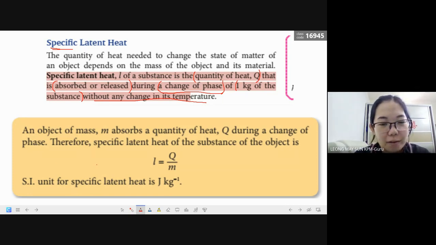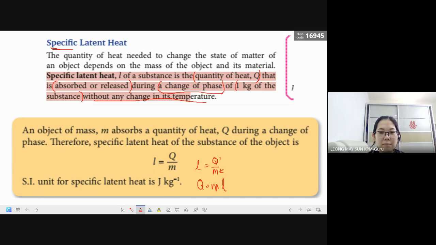So let's continue. Now, in terms of formula, specific latent heat, the formula is quantity of heat Q at the top, being absorbed or released during a phase change of 1 kg of substance. So that's the reason why specific latent heat, symbol L, is the amount of heat per kg, per mass. The mass is at the bottom part here. If I rearrange this formula, it becomes Q equals ml. Why? Because we seldom memorize a formula with this kind of terms. We always memorize the formula as Q equals M multiplied by L, where M is the mass, L is the specific latent heat.